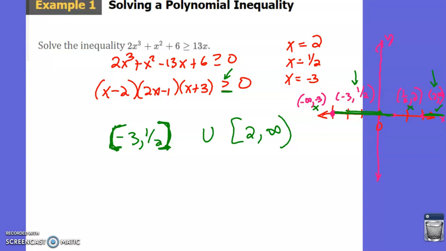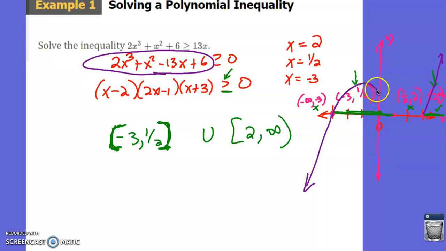If I graph that polynomial, remember the end behaviors. Looking at these zeros, the end behavior is going to go up here and down here, and notice that it's going to go up here and back down here. Notice what it's talking about is when is it going to be greater than 0?